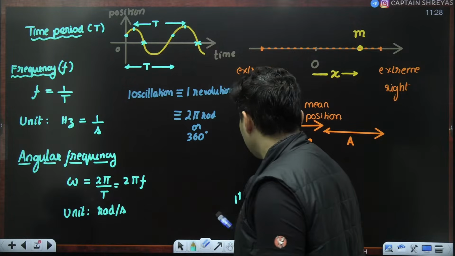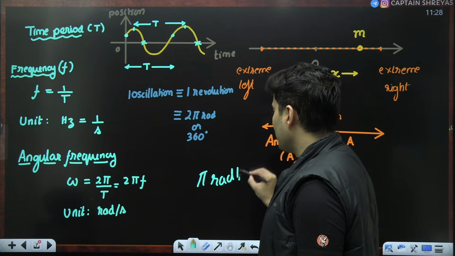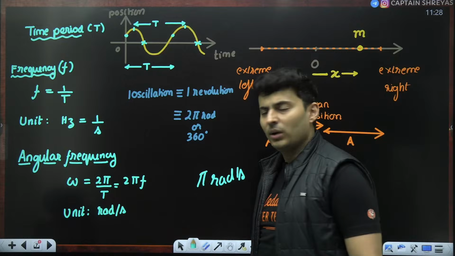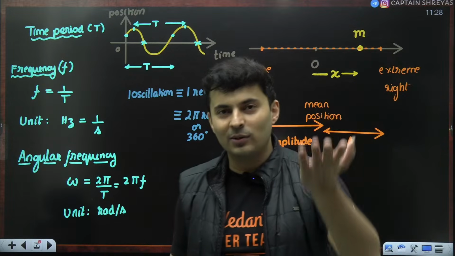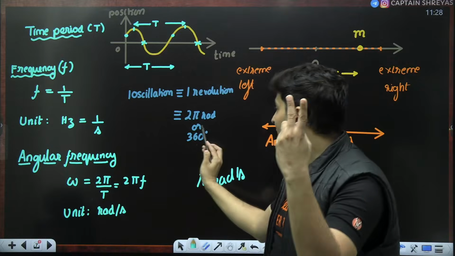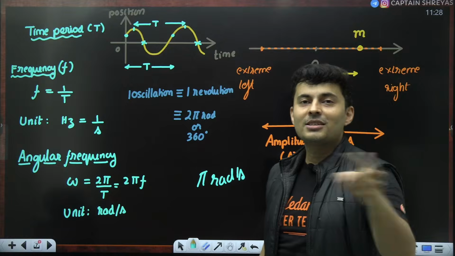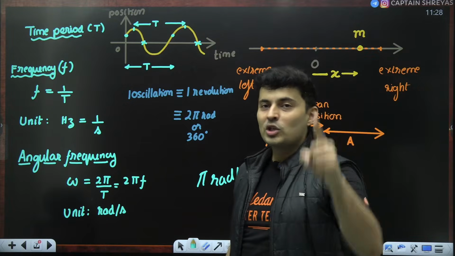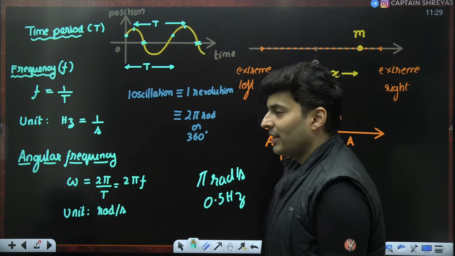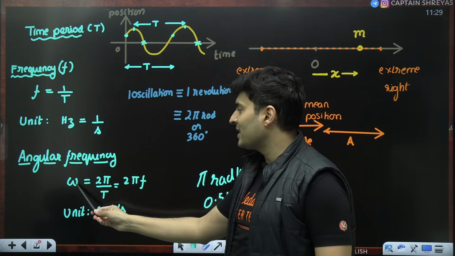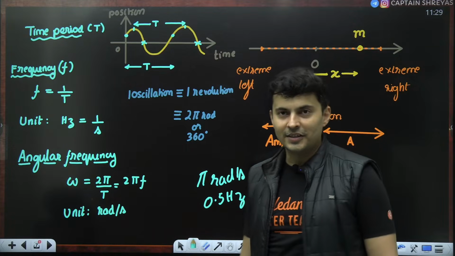Similarly, my dear warriors, I want you to get the feel of this. If I tell you the oscillation is pi radian per second, what does it mean? Sir, I have not done a complete round. I have done half of the round, because 2 pi is one oscillation. So pi is half of the round. You have just completed half a round in 1 second. So the frequency will be 0.5 hertz. If you put omega as pi, f will be 1 by 2, which is 0.5 hertz.